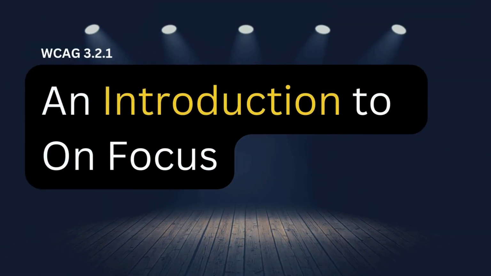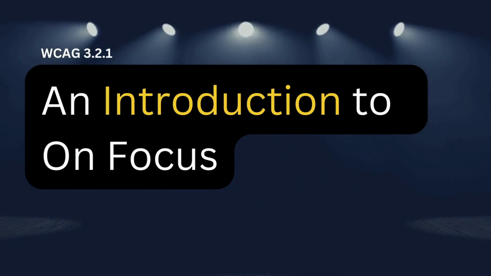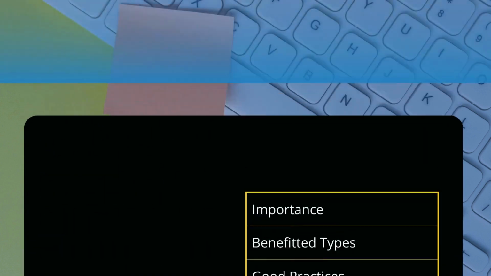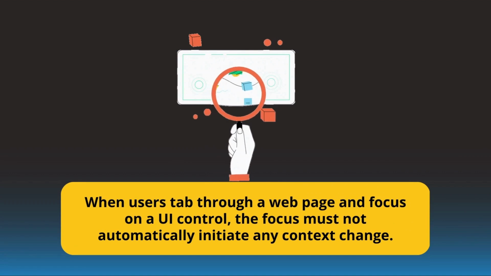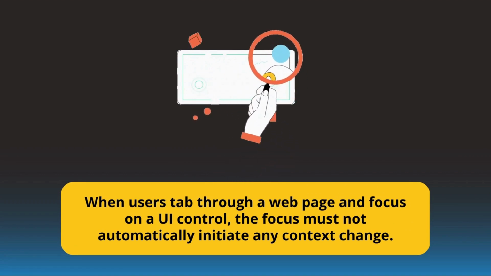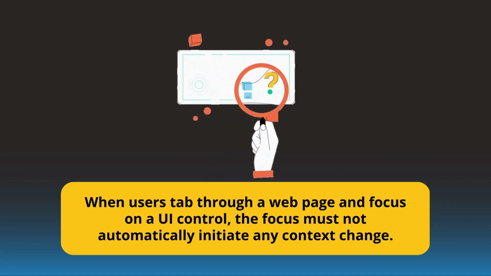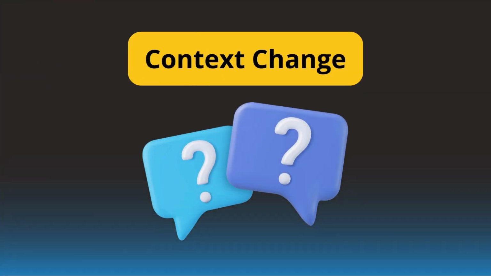Hello everyone. Today we're going to talk about context change on focus. We're also going to talk about its importance, the benefited types, some good practices, failure scenarios, and how we can fix them. When users tab through a web page and focus on a UI control, the focus must not automatically initiate any context change. But what is context change?